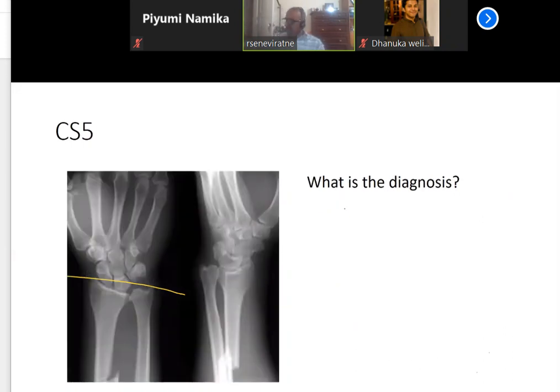Now what is the diagnosis? What are the injuries you see? Anybody? Galeazzi. Galeazzi, that's right. So you have dislocation of the ulnar head and fracture of the distal radius, right? Monteggia is the ulnar fracture with dislocation of the radial head, and Galeazzi is the radial fracture with dislocation of the ulnar head.